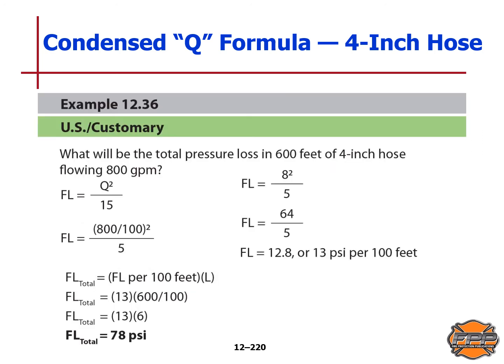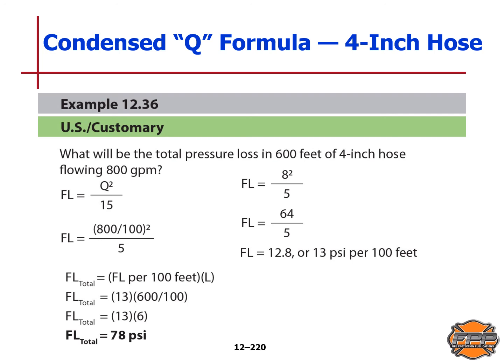Okay, so let's look at this example. What will be the total pressure loss in 600 feet of 4 inch hose flowing at 800 gallons per minute? The friction loss equals Q squared over 5. We're looking at the left side. Friction loss is 800 divided by 100, squared, divided by 5. Friction loss total equals friction loss per 100 feet times length. So friction loss total equals 13 times 600 divided by 100, which is 13 times 6, and our ultimate answer is 78 psi.